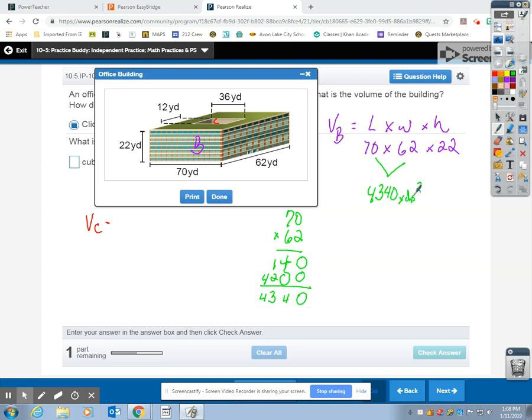yards squared. Now we need to take that number and we need to times it by this 22, this number right here, because that's going to help us figure out our volume. So I go down here, 4,340 times 22. 2 times 0 is 0. 2 times 4 is 8. 2 times 3 is 6. 2 times 4 is 8.